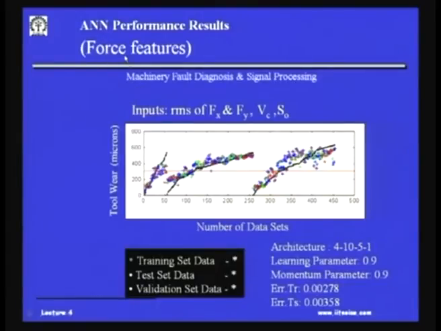And just to predict the force features, we took a number of data sets, and the inputs are fx, fy, vc, s0. We could estimate the tool wear. In this sense, a certain amount of training was done, test data were used, and then validation was also done. This is the training with the test data, and we have a good set of training data with the measured values. So we have established a reliable neural network model for doing such prediction.